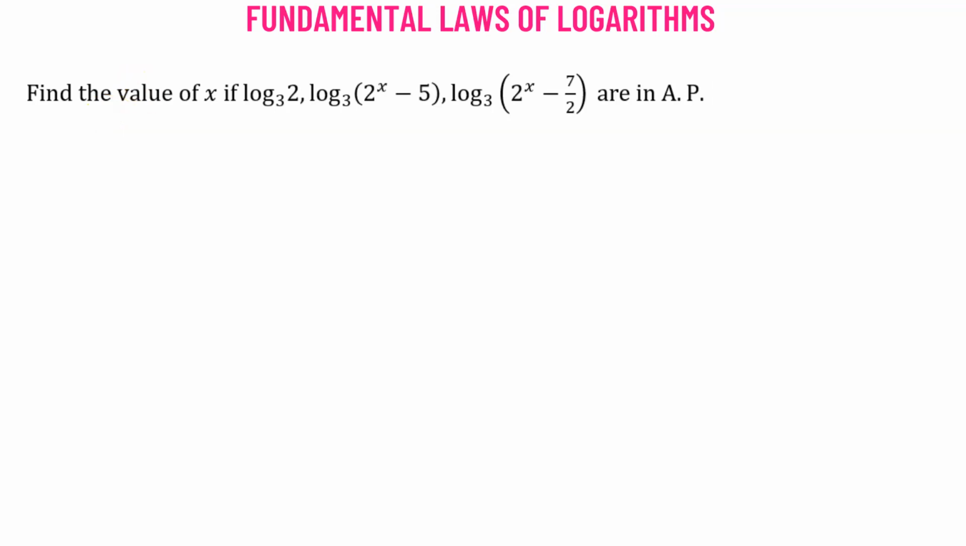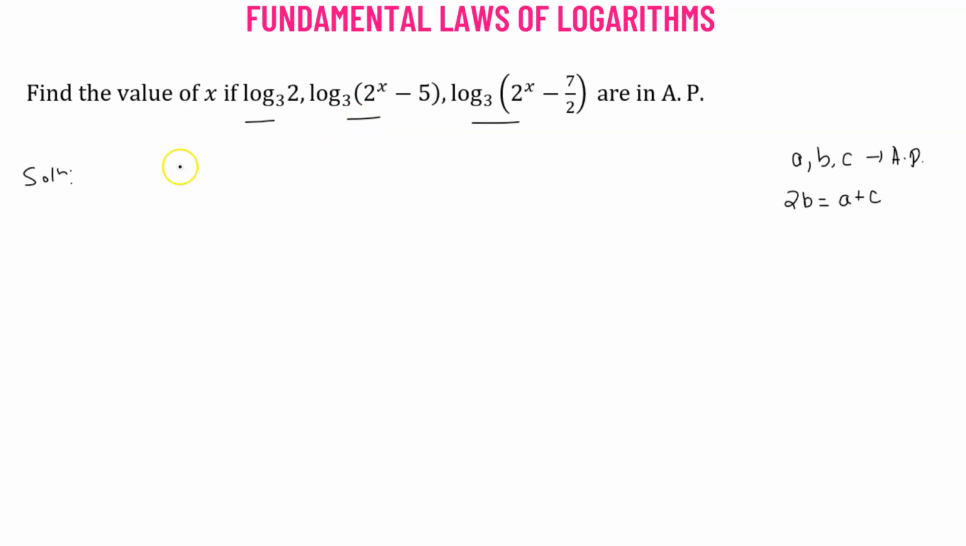So here we have three terms which are in AP. Using this fact, we need to find out the value of x. So let's begin. Now we will consider, let's say we have three numbers a, b and c that are in AP. Then in that case, we can say that 2b will be equal to a plus c, where b is the middle term, and a and c are the first term and the third term.